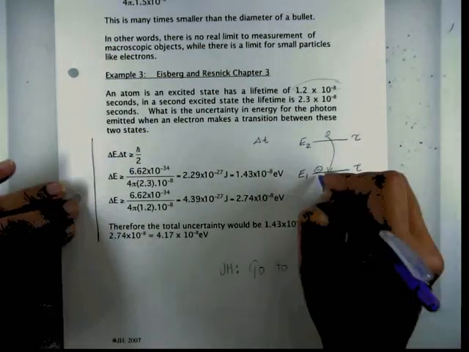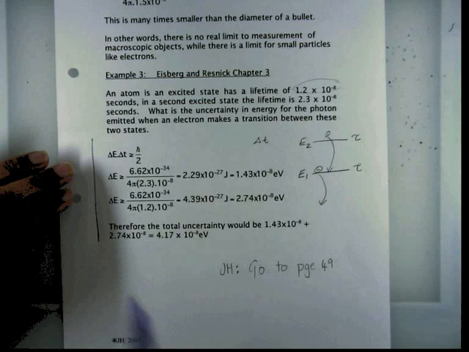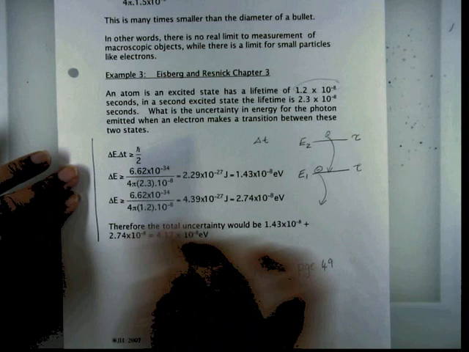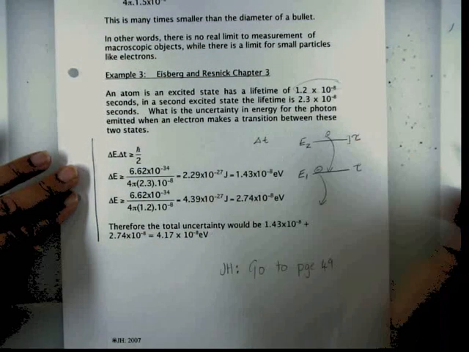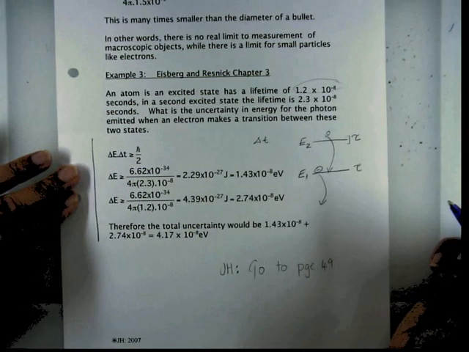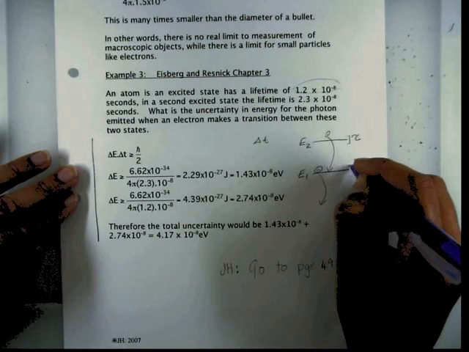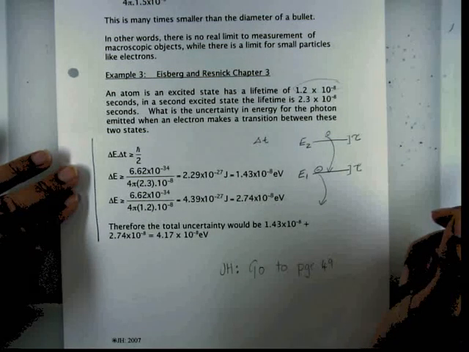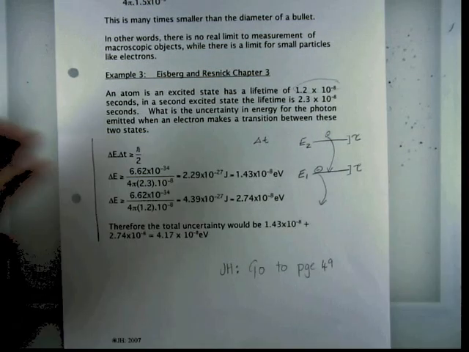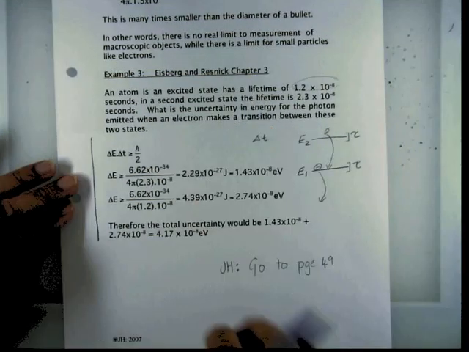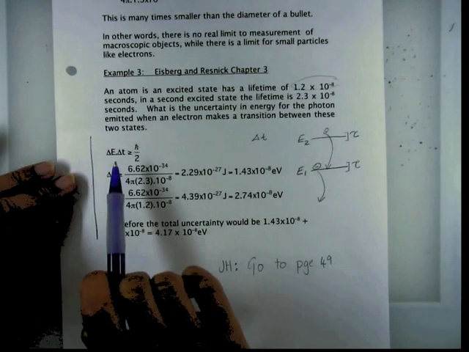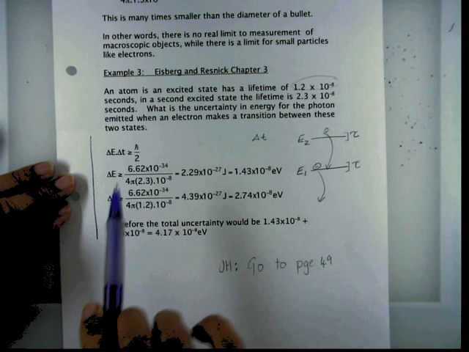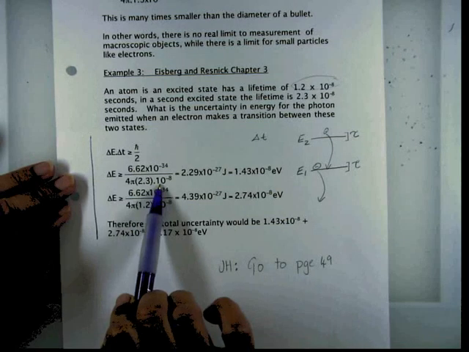Now, what we do to work out the uncertainty in energy is we work out the uncertainty in energy with respect to the first energy level, and then we work out the uncertainty in energy related to the second energy level, and we add the two uncertainties together. So that's how this problem is being done. I didn't really go through all the steps when I worked it out. So, delta E times delta T greater than or equal to h bar over 2. So I'm going to put the delta T on the bottom line.